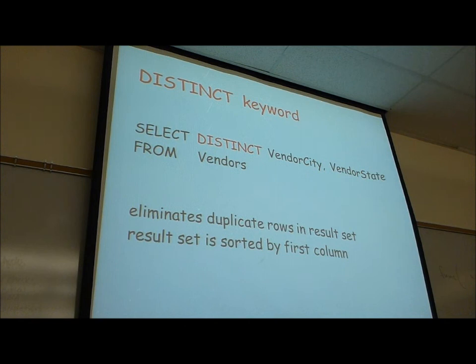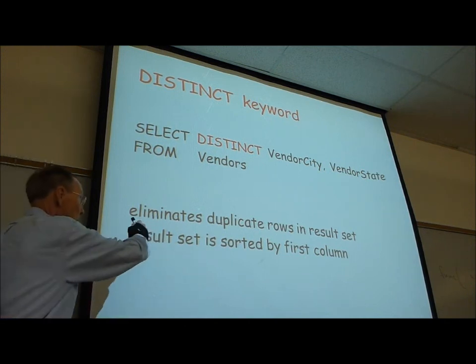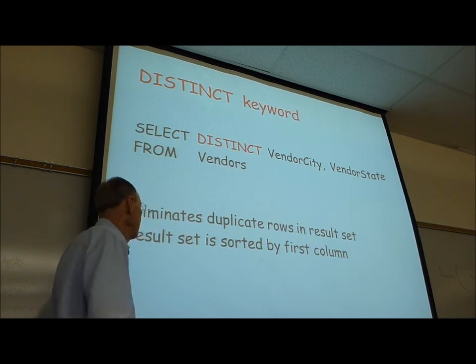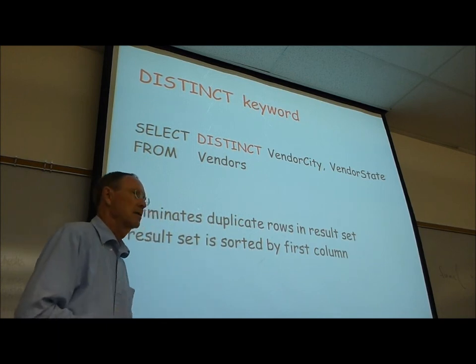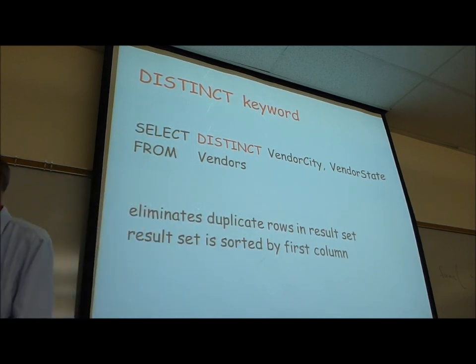There. Okay, that's the answer. Okay. Eliminates duplicate rows. That's the important thing. And it applies to the result set. It doesn't apply to the first column. Okay. And what it actually does, in order to do that, we didn't.